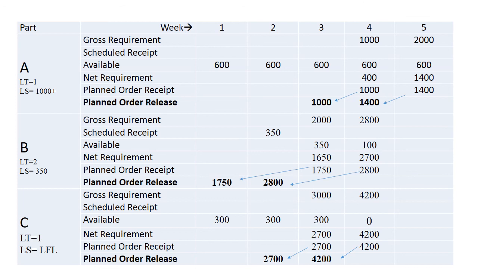So this is an example of MRP. Play it as many times as you need to. Slow it down. I'm going to convert this into a video and play the video and make sure you understand this problem. Good luck.